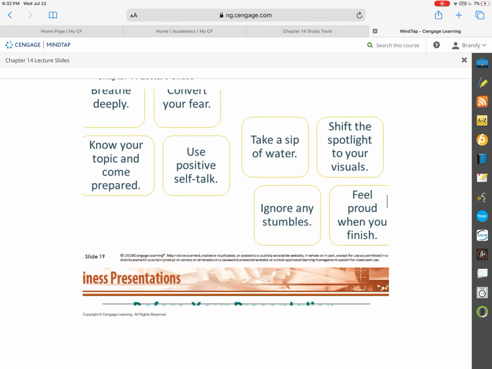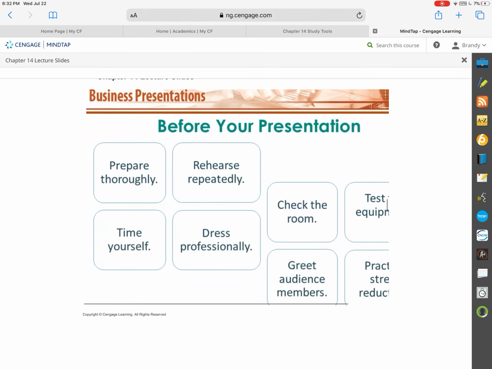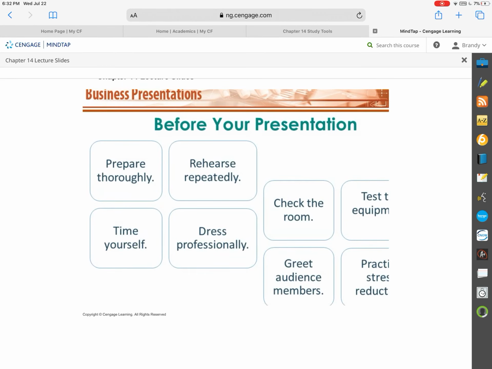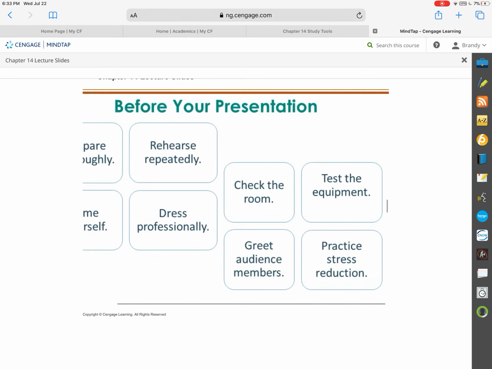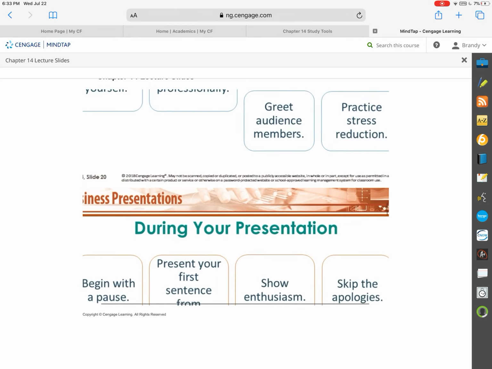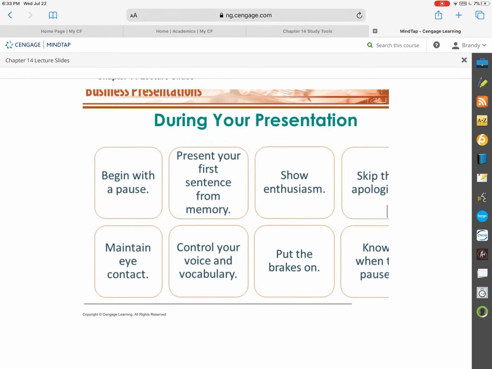Here's a list of things that you can do to help yourself with that. One of the biggest things you can do is be prepared. So before your presentation, make sure you're very prepared. You've timed yourself. Make sure you're dressed for success. There are certain poses that you can use before that will help to build your confidence. Make sure you rehearse. Be there early. Make sure your equipment is right. Check the room out, greet people as they come in. There's a lot of things you can do beforehand to help you.